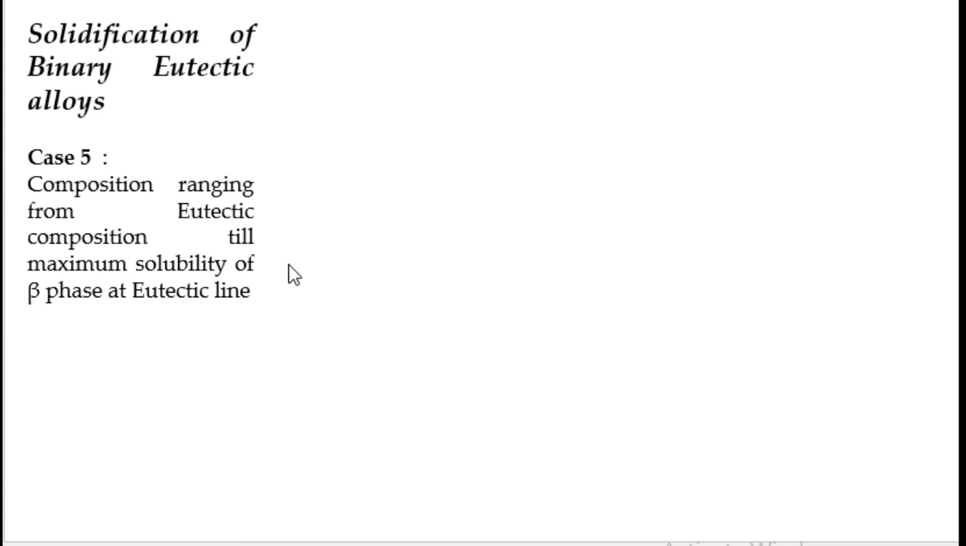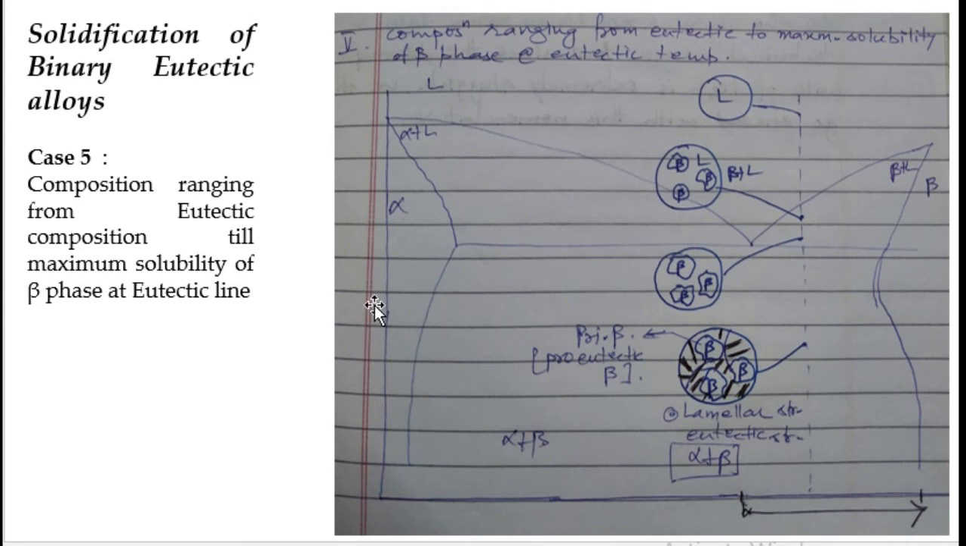So the next composition ranging from maximum solubility of beta phase to eutectic line, this you can draw yourself. I have not drawn it in this slide, and it is not available in many books also, I could not find it anywhere. So you try to draw it and then tally with the answer. This is the answer, this is the solution. So there will be pro-eutectic beta, also called primary beta, and then the eutectic beta.